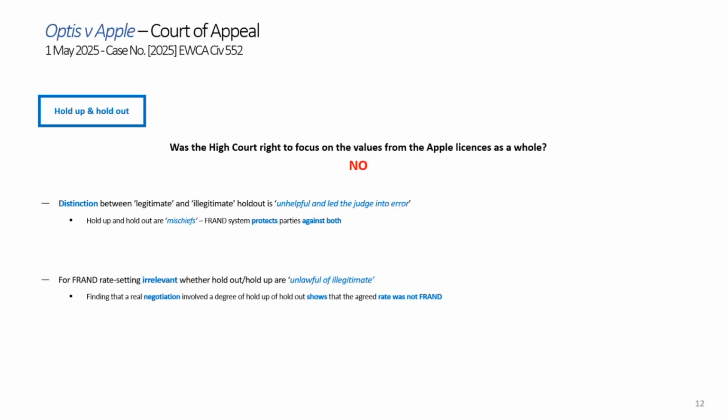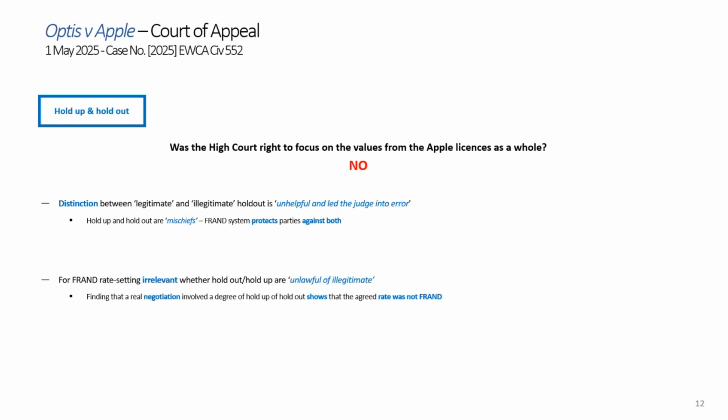if there is a degree of holdup or holdout, then the actual license is not FRAND. Because the court said holdup and holdout are mischiefs, and the FRAND system aims at protecting both parties against both holdup and holdout. And what the valuation exercise should actually do is to mirror a hypothetical negotiation between a willing licensor and a willing licensee, which by definition does not include any holdup or holdout.